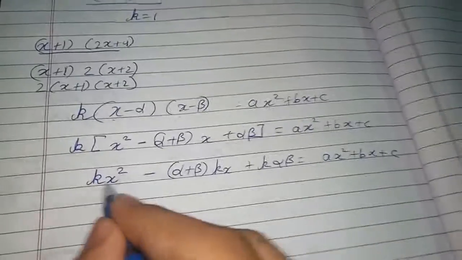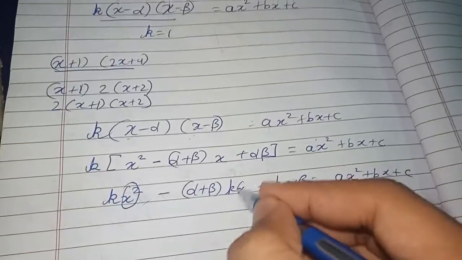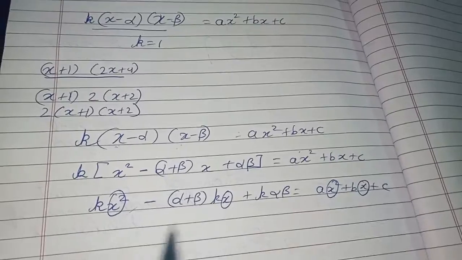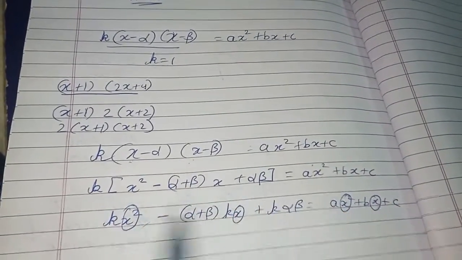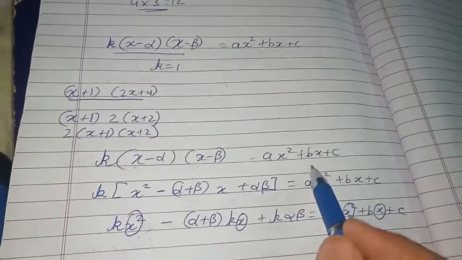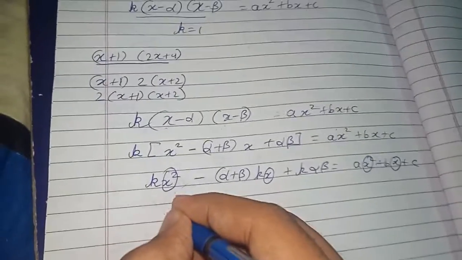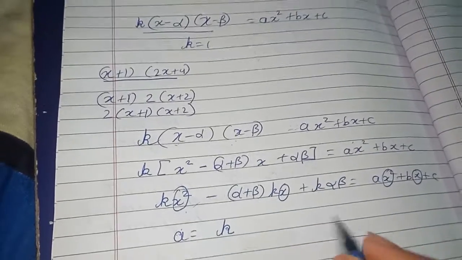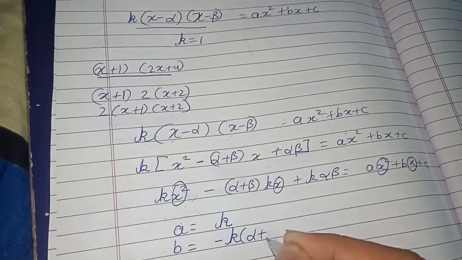Now here just observe one thing, that every variable is the same here. See, x square and x, and x square and x are the same. Since both are equal and x minus alpha and x minus beta are the factors of this ax square plus bx plus c, can we write that a equals k? Because everything is the same here. You can observe one thing, b equals minus k into alpha plus beta.